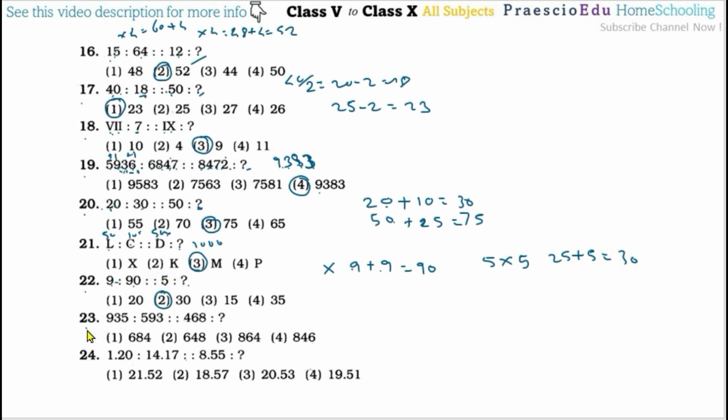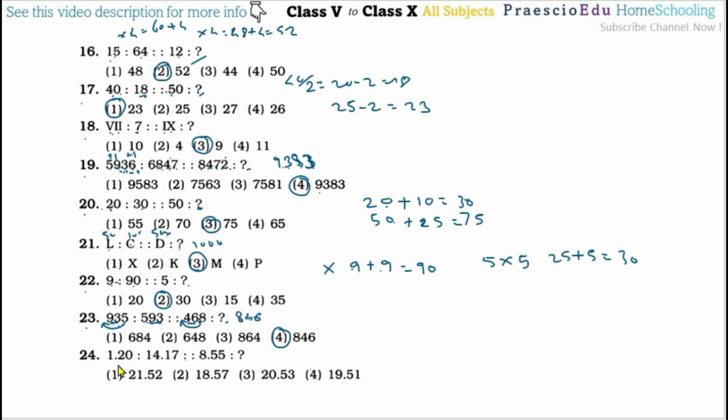Question number 23, 935, 593, 468, then question mark. So here, if this 93 and 93 is same, so this 5 just comes in front, or we can say the left side. So likewise, 46 will be the same, but this 8 should be on the left side, means 846. This is given in option number 4.